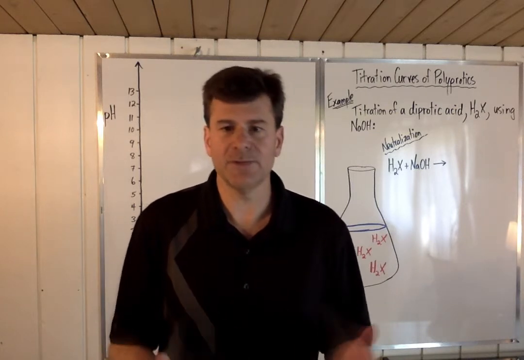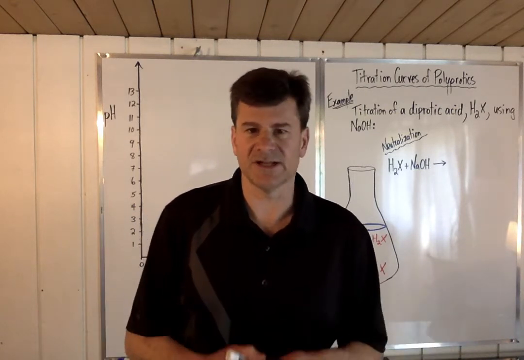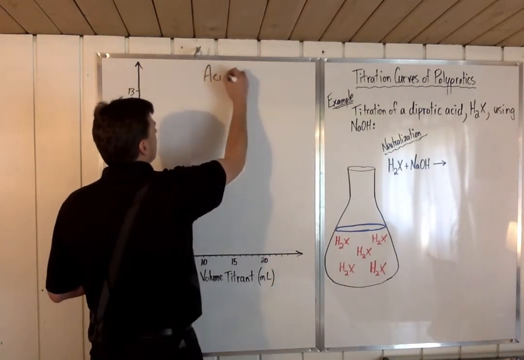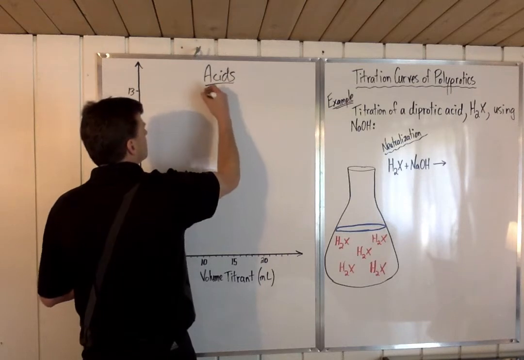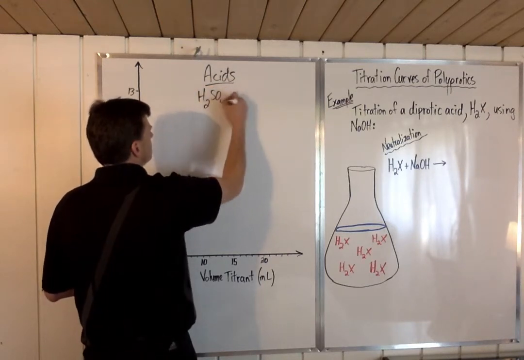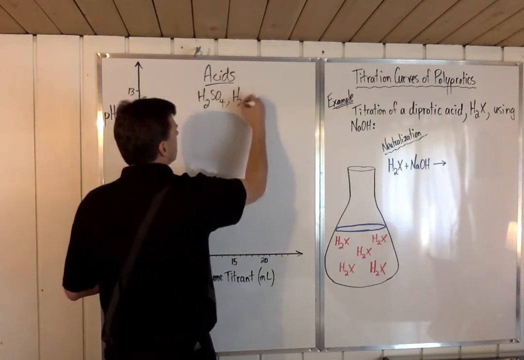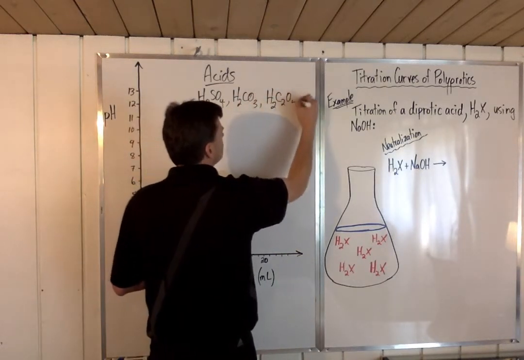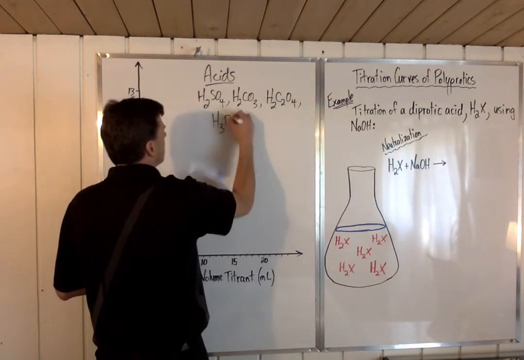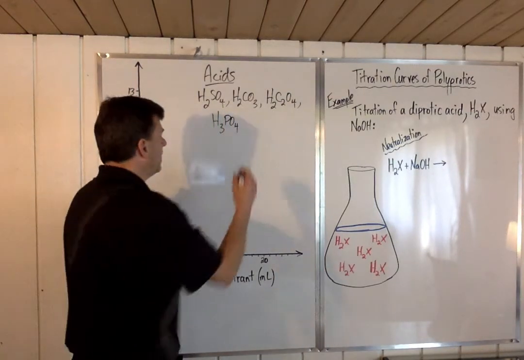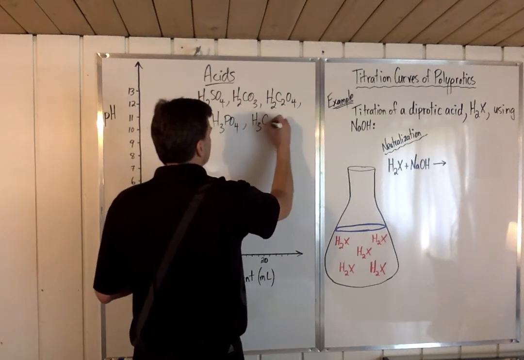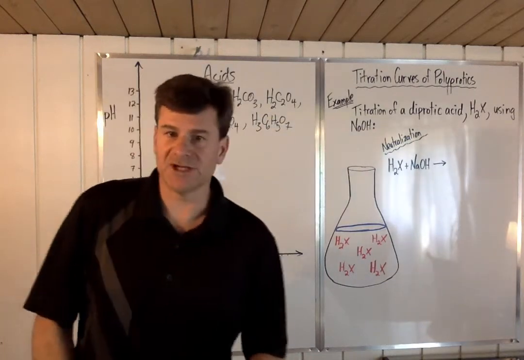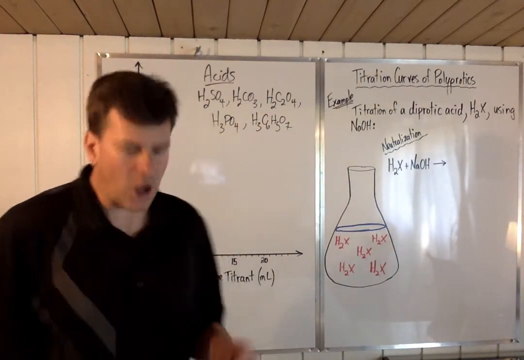Okay, so I'll give you just a couple of examples of the typical ones you might see. In terms of acids, common ones might be sulfuric, carbonic, oxalic, which is quite often used, phosphoric, which is H3, and another one that you might see quite commonly is citric acid, which has 3 H's. Okay, so there are some of the common ones that you might see.